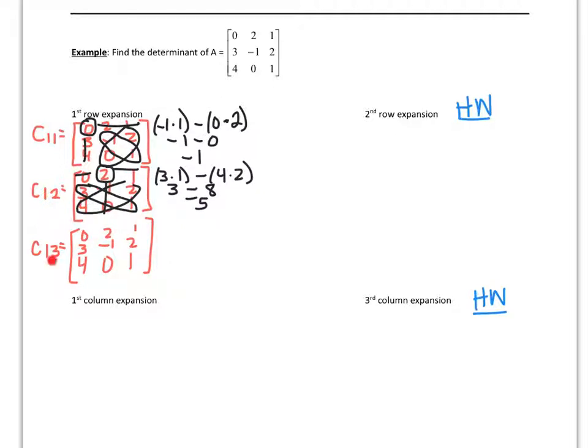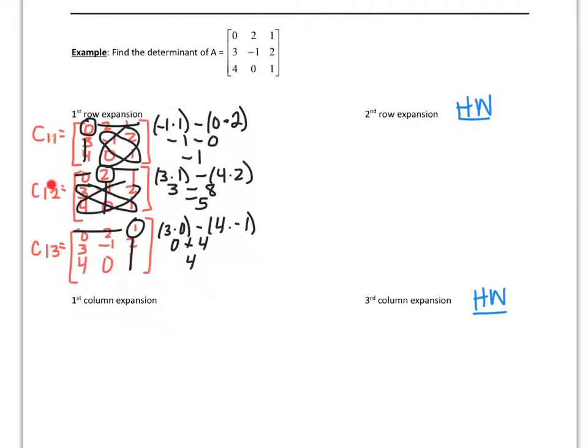Now I'm going to find C13, which is first row, third column. So I'm going to wipe that all out, and I will take the determinant. So 3 times 0 minus 4 times negative 1. So 0 plus 4 is 4. So these are actually all of the minors.